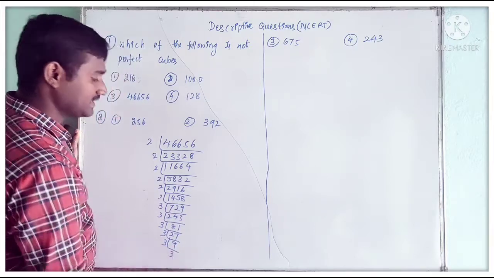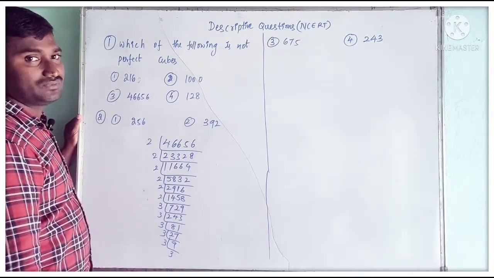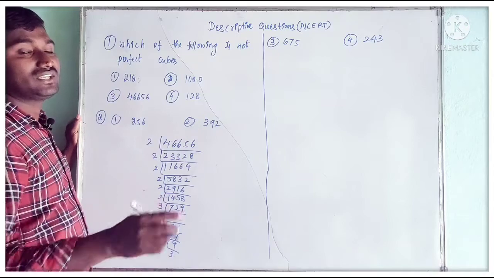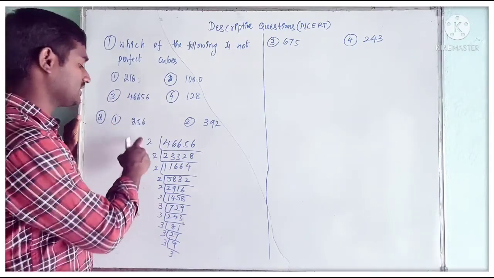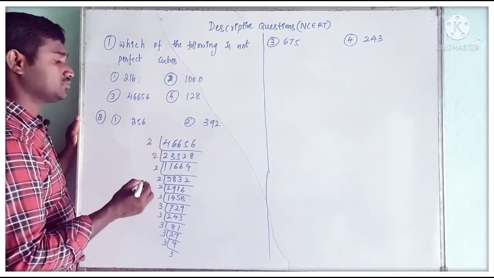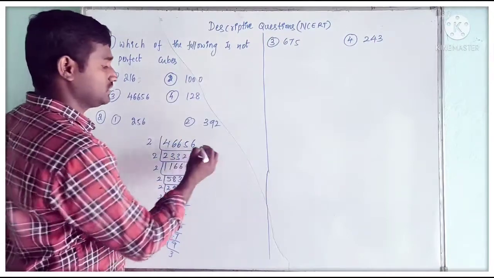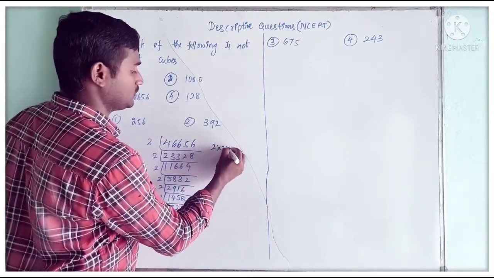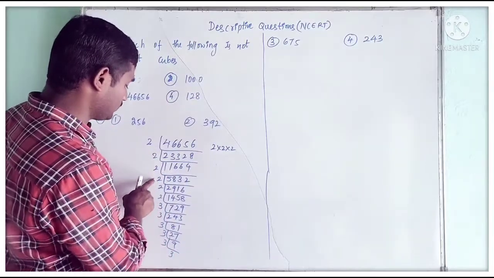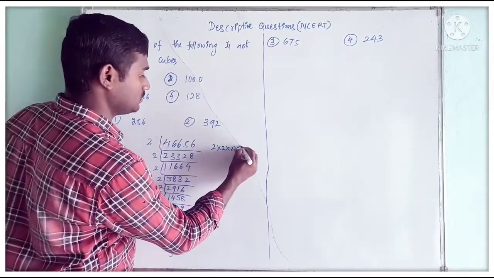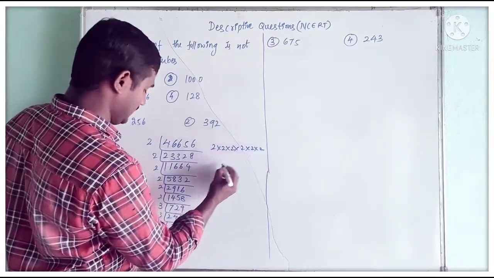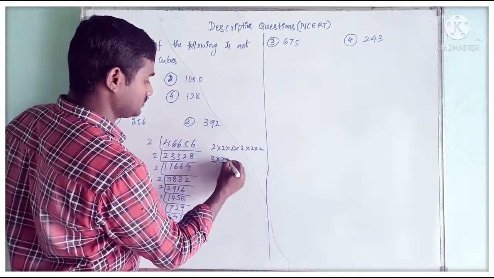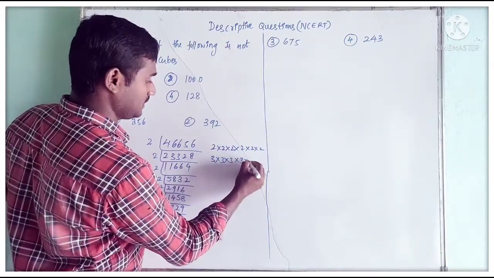The prime factorization of a perfect cube must be in groups of 3. So 2 into 2 into 2, how many 2s? 1 2 3 4 5 6, so six 2s, and 3 into 3 into 3 into 3 into 3 into 3.